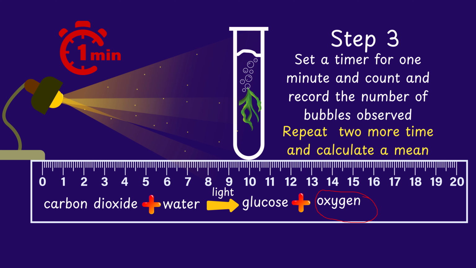At the end, students, repeat 2 more times and calculate a mean. What do I mean by that? Set the timer again and count the number of bubbles coming off for 1 minute. You do that 2 more times, as I said before, and calculate your mean.